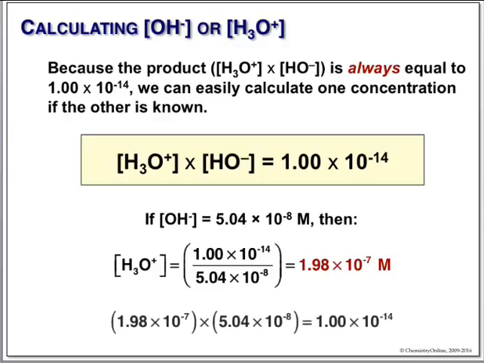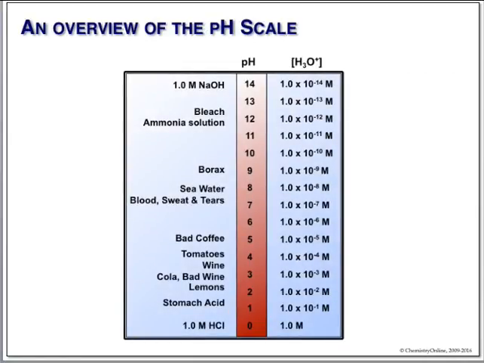All right, let's look at our pH scale just in general. If we had 1 molar HCl, by definition, that would be pH 0. Remember, anything below 7 is acidic. If we had 1 molar sodium hydroxide, the pH would be 14, a very strong base. In between, blood, sweat, and tears are just a little bit above 7. Seawater, borax, ammonia is just almost 12. Bleach is a little over 12.